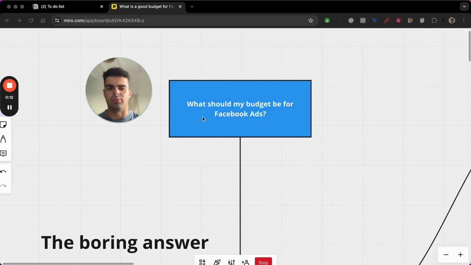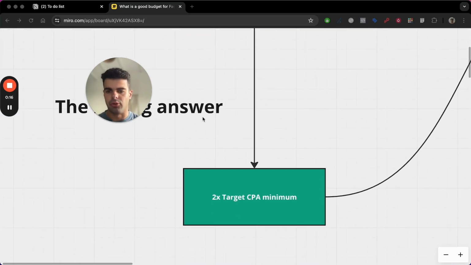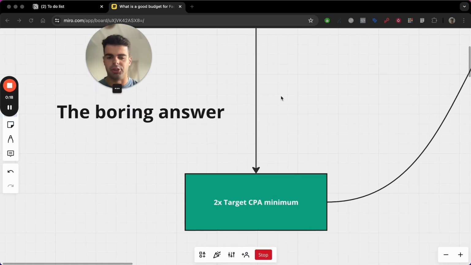Okay, so what should my budget be for Facebook ads? I'm just going to go straight into it. If you want the boring answer, if you're a complete beginner and you have no idea what you're doing with Facebook ads, 2 times your target CPA as a minimum. So if you know that you can afford to pay $30 for a purchase or for a lead, then $60 per day is your budget.